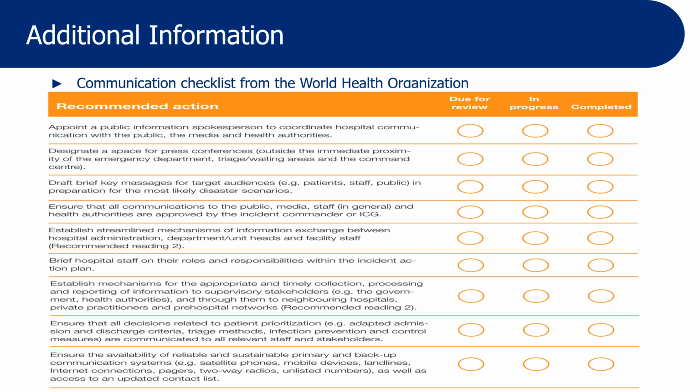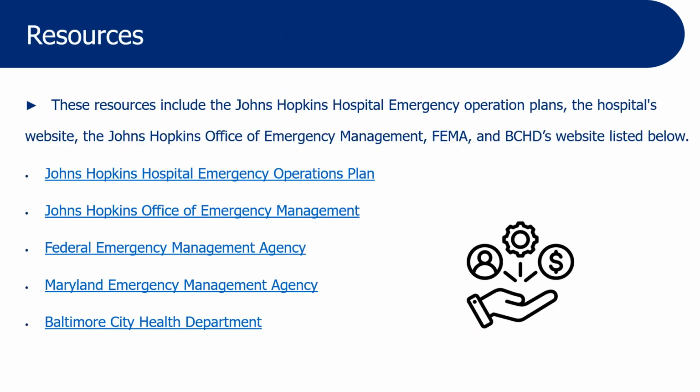In addition to the points I have covered today, I would like to include some additional information, such as the communication checklist from the World Health Organization for clear, accurate, and timely communication in crisis management. I would also like to share with everyone a number of resources available to help you prepare for emergency events. These resources include the Johns Hopkins Hospital Emergency Operations Plans, the hospital website, the Johns Hopkins Office of Emergency Management, and the FEMA, MEMA, and BCHD websites listed below.